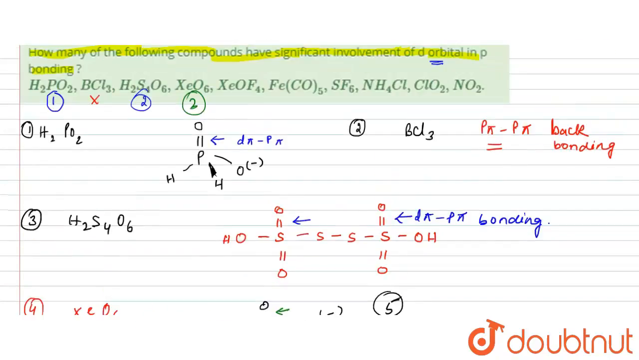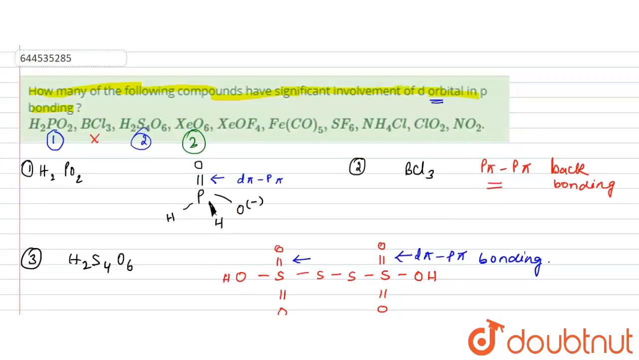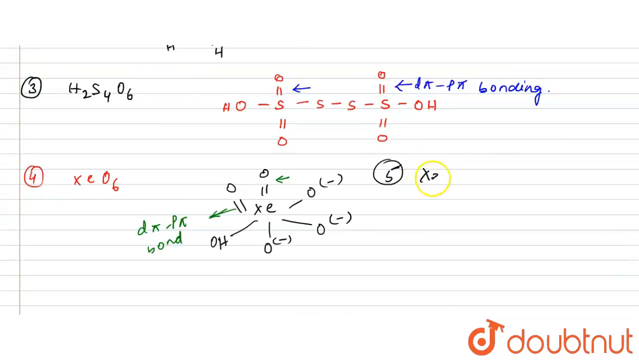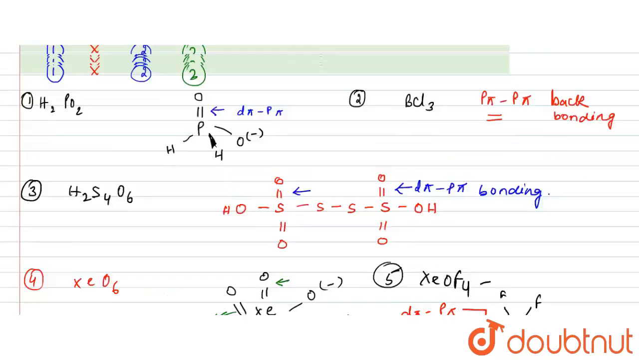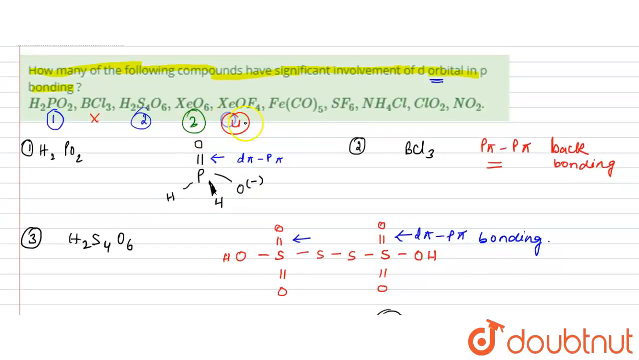The fifth structure is XeOF4. If you draw the XeOF4 structure, it looks like this. Xe, then double bond O, then you have F here, then one more F here, and one more F here, and here is the lone pair. So this is the structure of XeOF4. Again you can see very well that there is presence of d pi p pi bond, so it will also be counted. So this is the fourth.